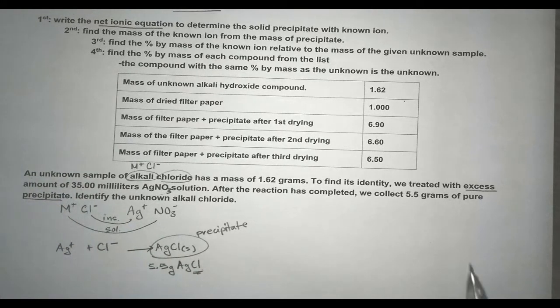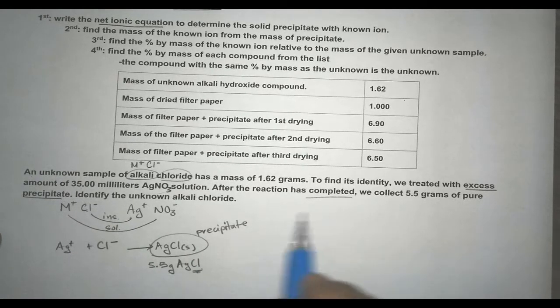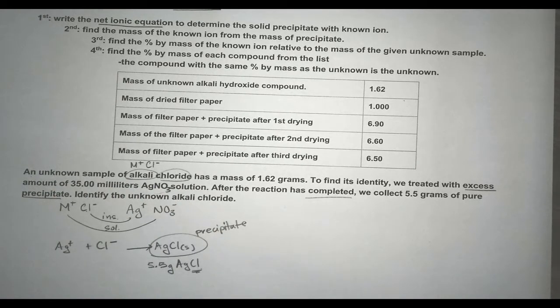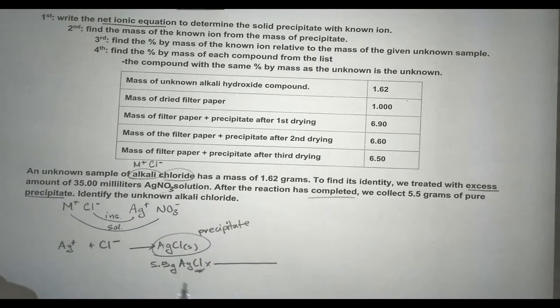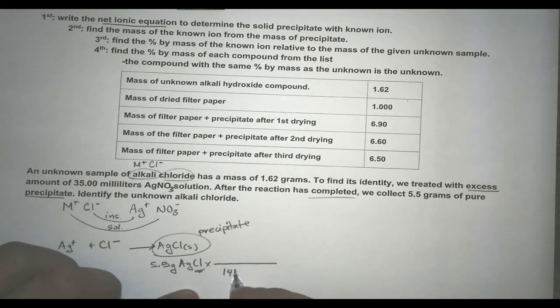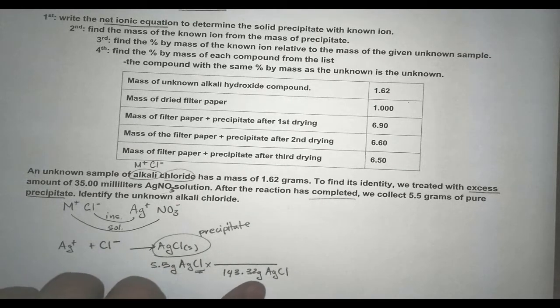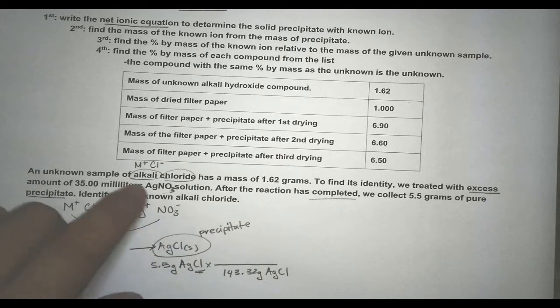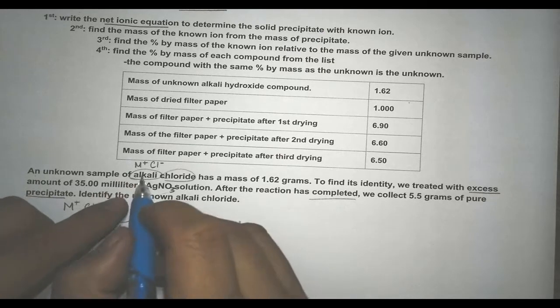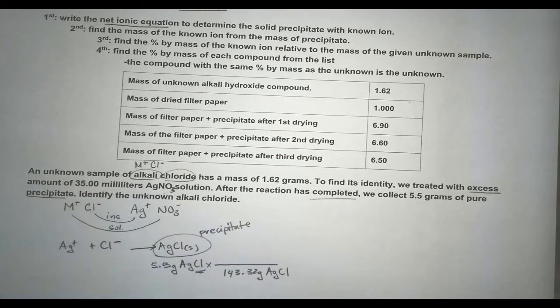Because notice how the reaction is completed. That means all the chloride ions will be used up to make this precipitate. So we just multiply. We know that AgCl has a molar mass of 143.32 grams. Notice how we have the molar mass of the precipitate, but for the unknown, we don't know the molar mass, and that's the reason we couldn't find it directly. That's why we have to use our precipitate. So let's continue.